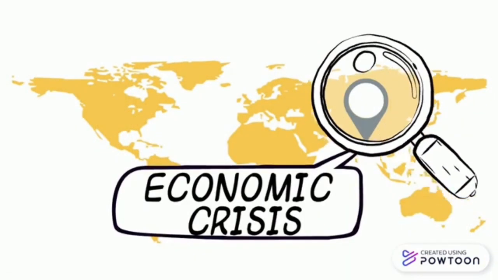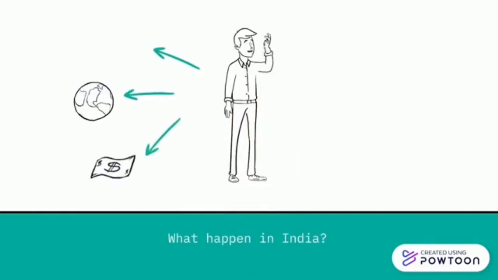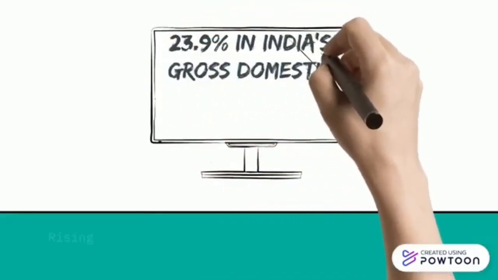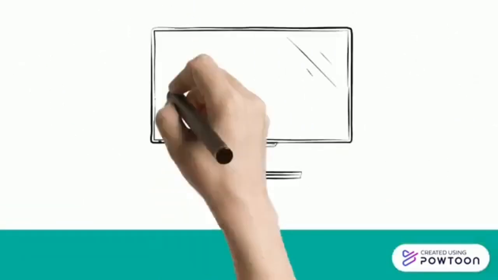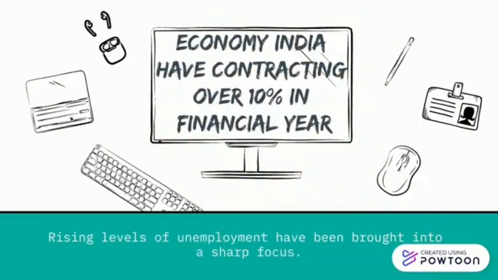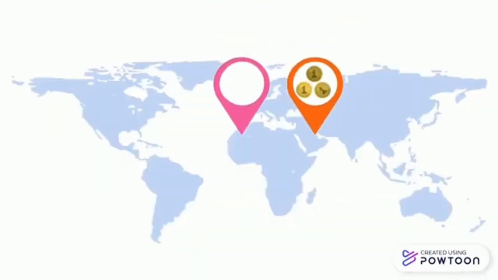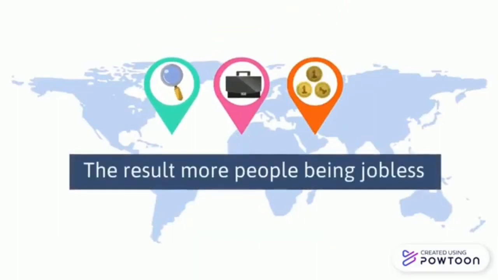Economic crisis. What happened in India? Rising levels of unemployment have been brought into sharp focus. We can see a 23.9% contraction in India's gross domestic product in one quarter. The Indian economy contracted over 10% in the financial year. The result: more people being jobless.